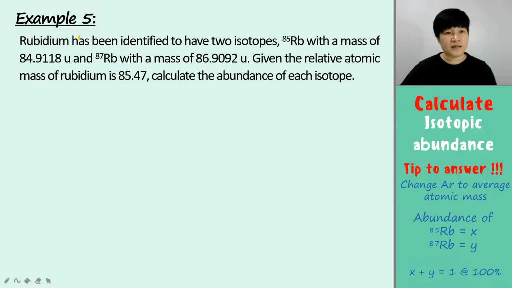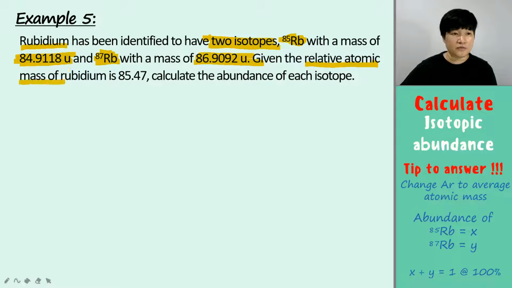Easy peasy. Alright, last example, and also a slightly tricky question, where you are talking about rubidium. Rubidium has two isotopes: rubidium 85 with the isotopic mass of 84.9118 U, and rubidium 87 with the isotopic mass of 86.9092 U. Given the relative atomic mass of rubidium is 85.47, calculate the abundance of each isotope. So the question is actually asking for the Qi for each isotope.